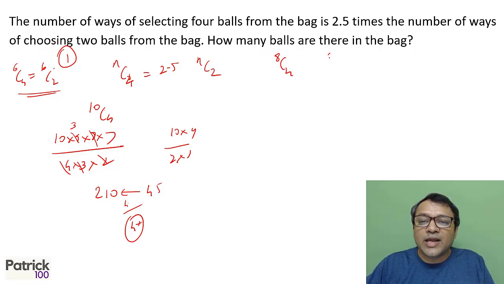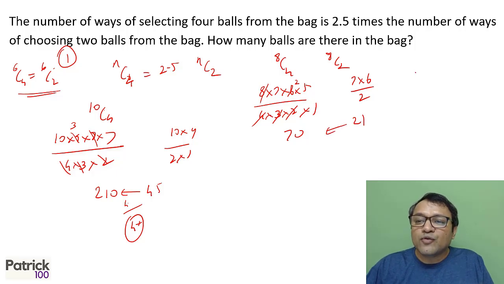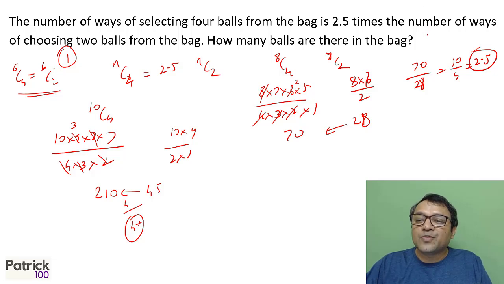So 8C4 and 8C2. 8C4 is 8 into 7 into 6 into 5 upon 4, 3, 2, 1. Again 8 gets cancelled, 2, you will get 70. And 7C2 is 7 into 6 upon 2, 21. Sorry, 8C2 is 8 into 7 upon 2, my mistake, this becomes 28. So 70 upon 28 will be 10 upon 4, which is 2.5. Satisfies. So your answer will be 8.